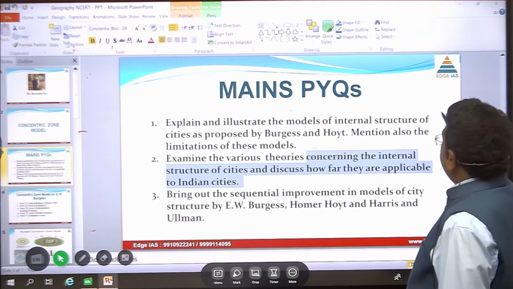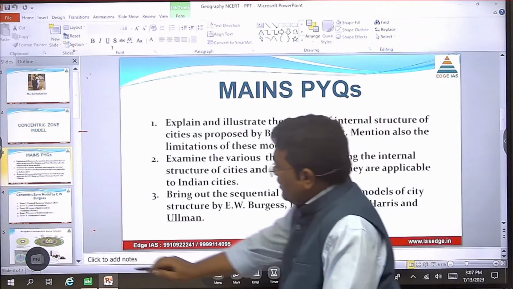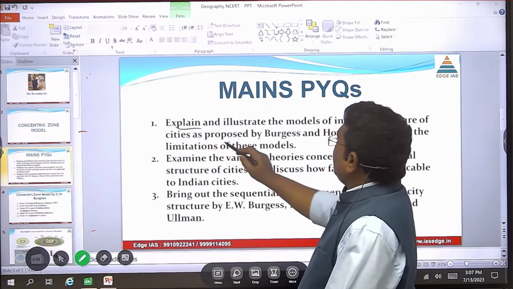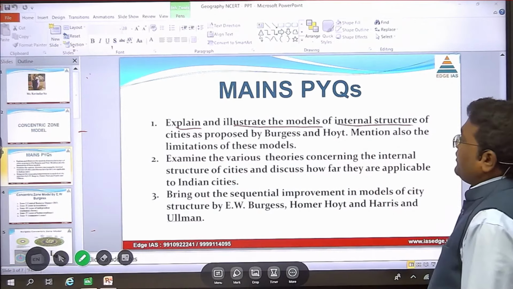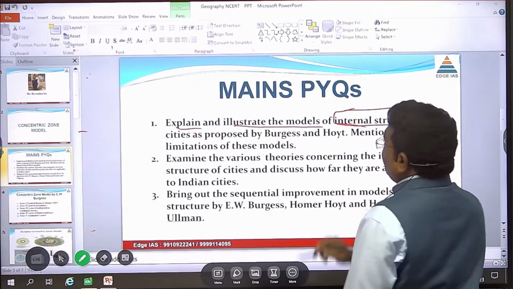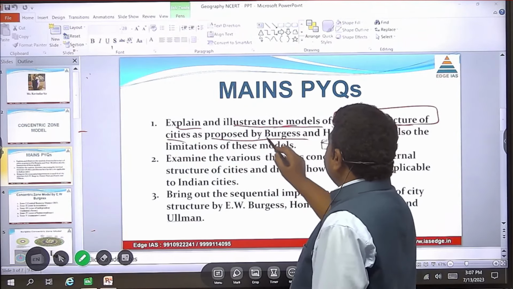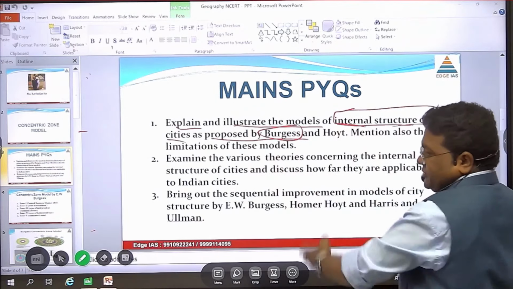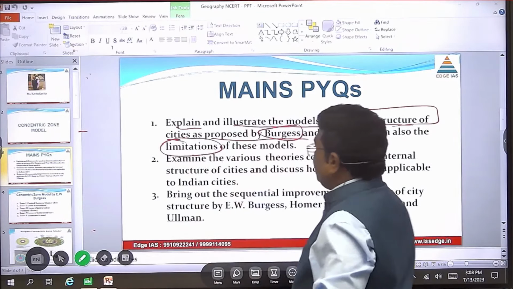A Mains question came once, you can see it. The first question is: explain and illustrate the models of internal structure of cities as proposed by Burgess and Hoyt, and mention also the limitations of these models. They are asking for the explanation as well as the limitations of these models.